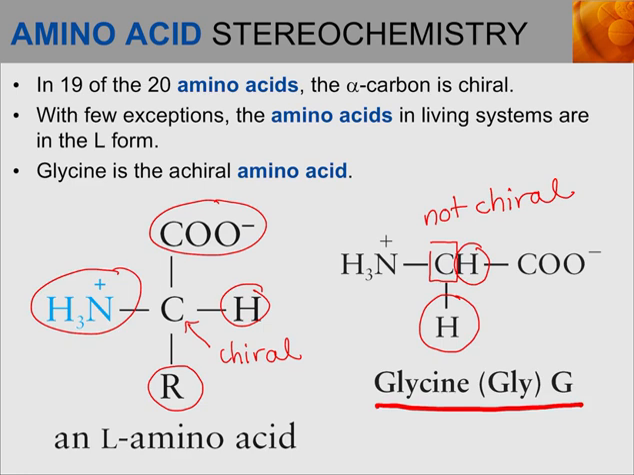Now, with very few exceptions, amino acids in living systems are in the L form. Now, the way we're going to draw the L form is by having the amino group on the left. So that's pretty easy to remember. Amino acid, L means amino on the left. Now remember, it's the opposite for sugars, right? In living systems, we typically metabolize D sugars, or D monosaccharides. But with amino acids, we use L amino acids to make proteins.